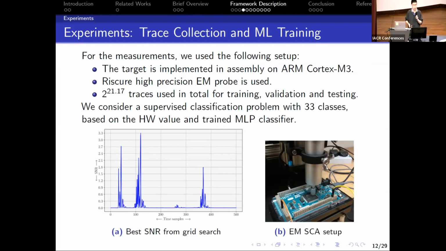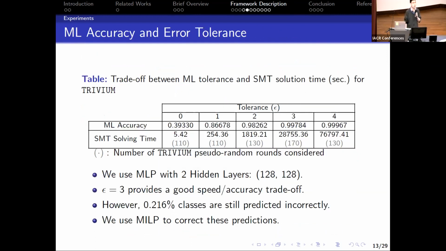For the model, we consider an MLP, since this is the simplest form we can use. We consider a supervised classification problem. Since this is a Hamming weight leakage model with a 32-bit microcontroller, we have 33 classes, and we train it on the MLP classifier. To give an overview, this is the trade-off between machine learning accuracy and error tolerance. As you can see, if we force it to be exact, with tolerance equal to 0, the machine learning accuracy is only 39.3%. However, as we increase the tolerance, the accuracy increases.